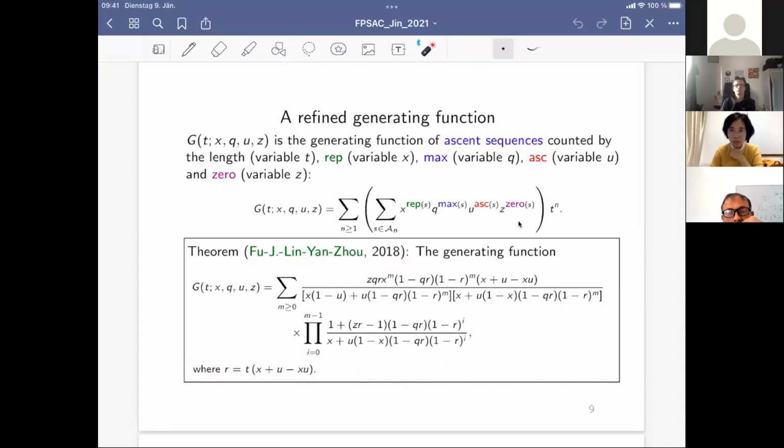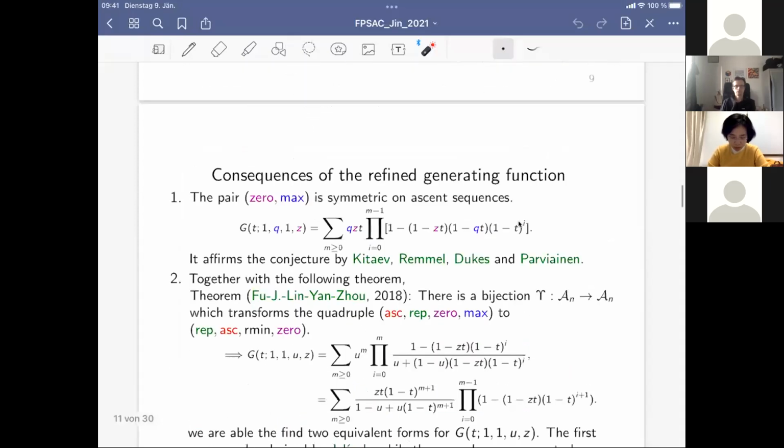And it's a sum of finite product, not surprisingly, because if we set X, Q, U, Z to be 1, then we'll return to the generating function of Fishbone numbers derived by Zagier. And the 2 consequences of this theorem will be presented next.